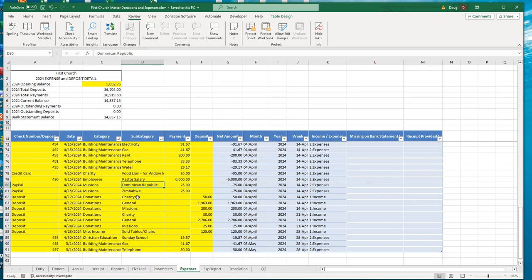Let's look at the same thing for charity. We've collected charity over the entire year. As needed, we will make a payment out of that charity fund. In this case, we used a credit card and we bought something for widow Martha. She had a need, so we bought her some groceries at the Food Lion grocery store using the credit card. So we record the category as charity, and the subcategory is who or what we paid.